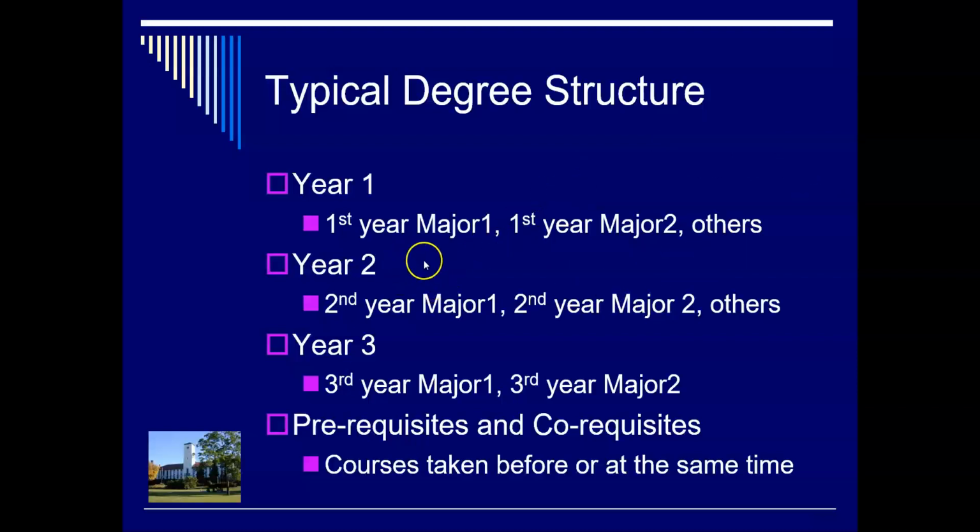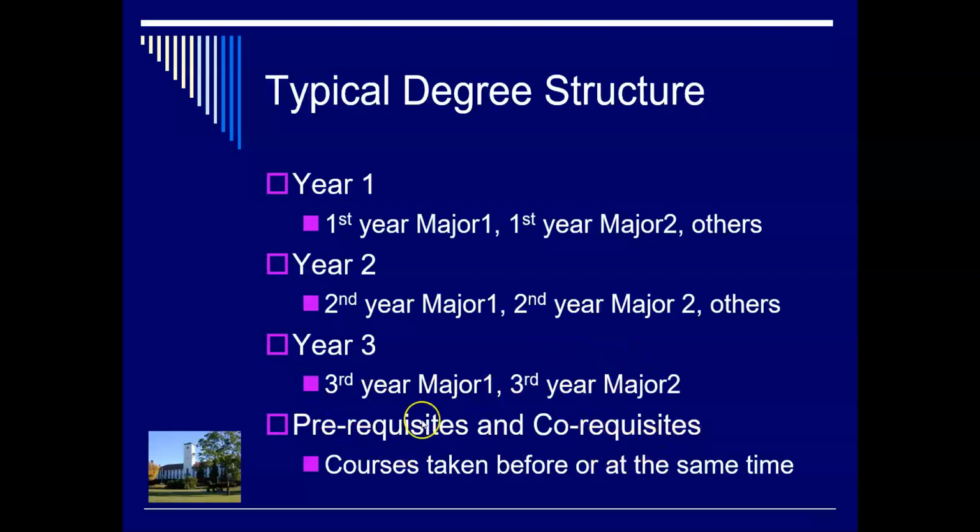In your second year, you will be registering for your second year major and your second year other major. So your two majors will be reflected at the second year level, as well as some other subjects. And then finally, in your year 3, the last year of your degree, you'll be doing your two majors, Major 1 and Major 2.